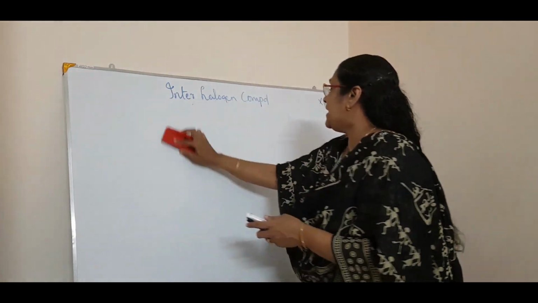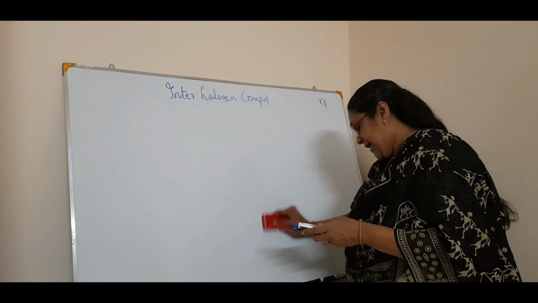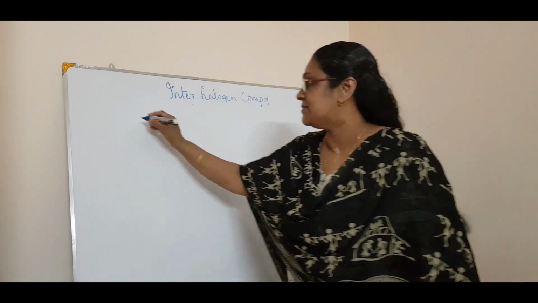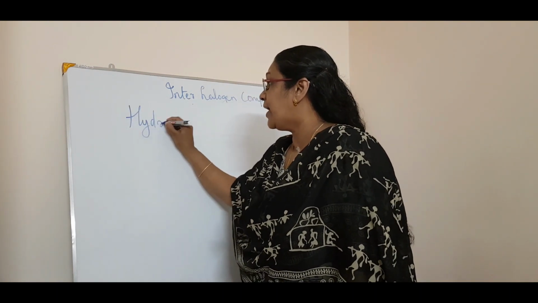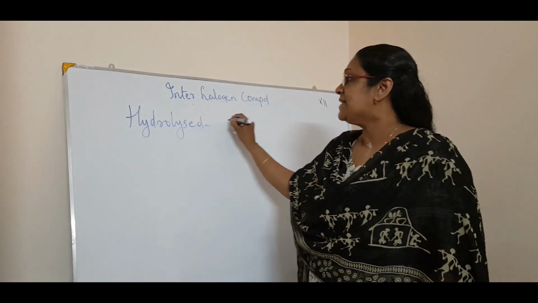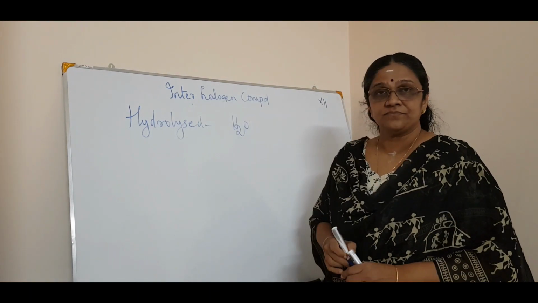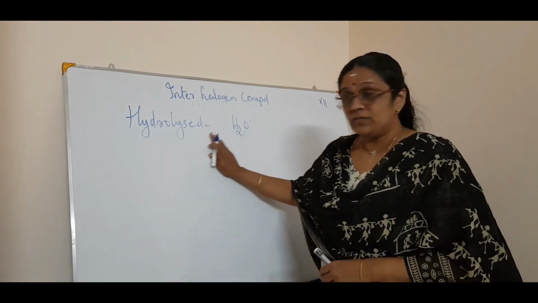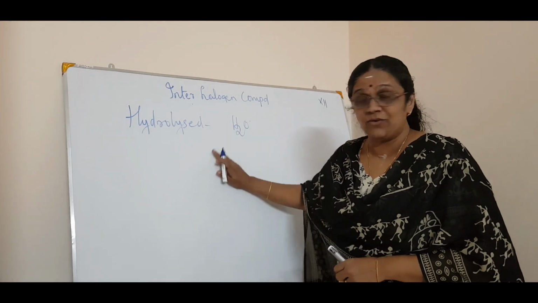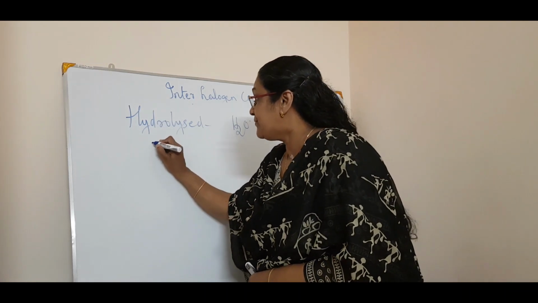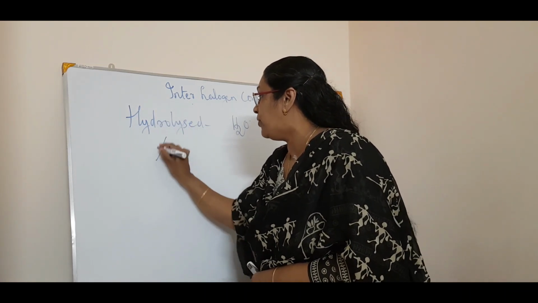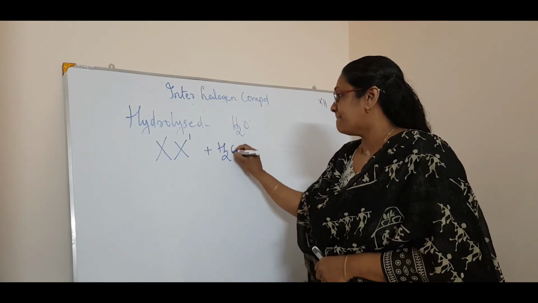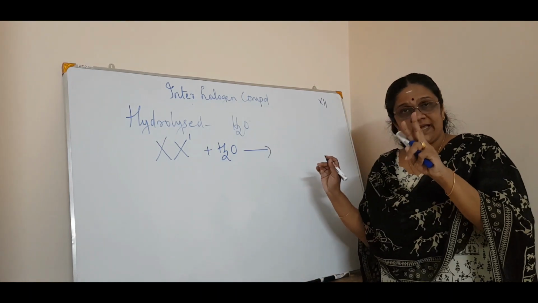Now we will see the reaction with water. All the interhalogen compounds are readily hydrolyzed. Hydrolyzed means the reaction with water. This is also important, and there is a trick in studying this. You have to note it down. For example, you have an interhalogen compound of the type XX dash plus water.